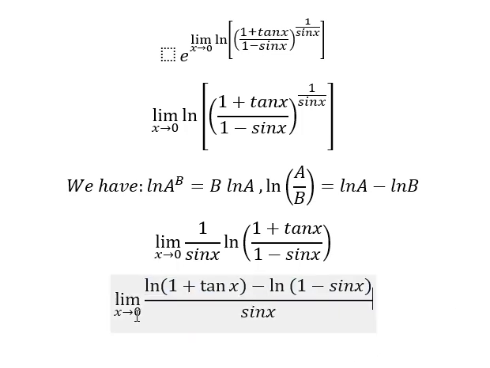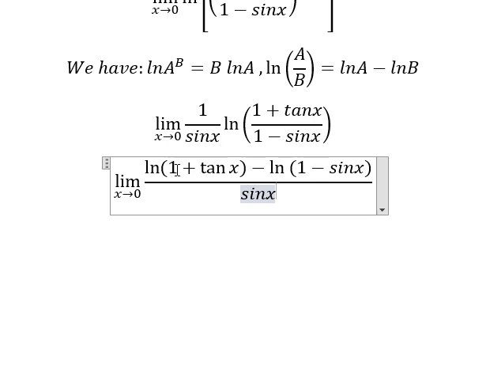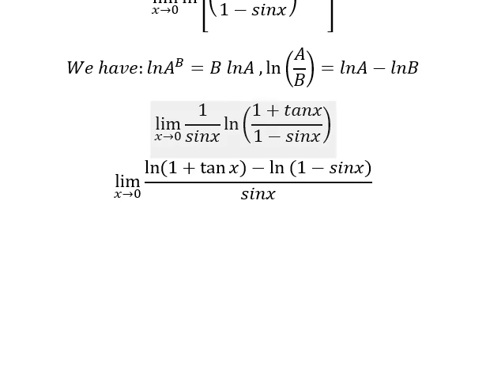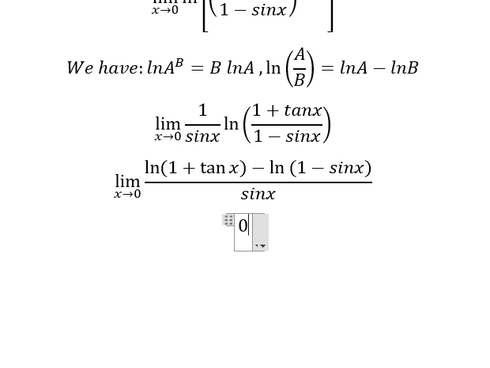So when x approaches number 0, we put number 0 here, here, and here. We can see that the numerator gives number 0, and the denominator also gives number 0. So that means this one is about 0 over 0. So we can use L'Hospital's rule.